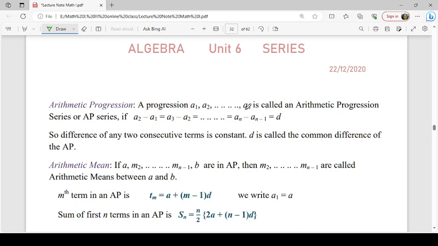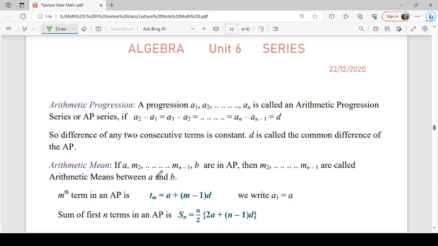This is arithmetic progression. Arithmetic progression is a sequence. You say a1, a2, and it has some pattern. The pattern is that the difference between two consecutive terms is constant. Say a2 minus a1, a3 minus a2, an minus a(n-1), these are the same value, it is d, and this d we say is the common difference of the arithmetic progression.